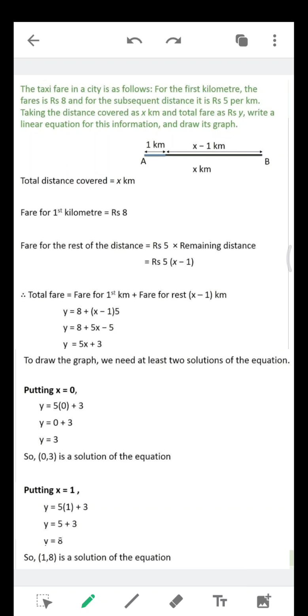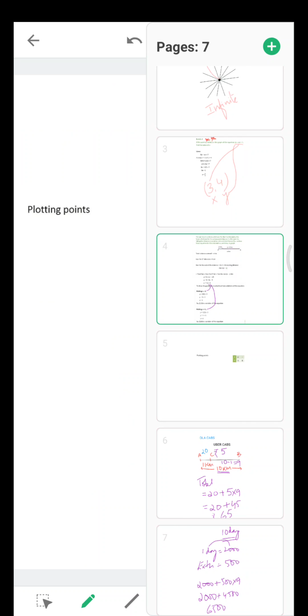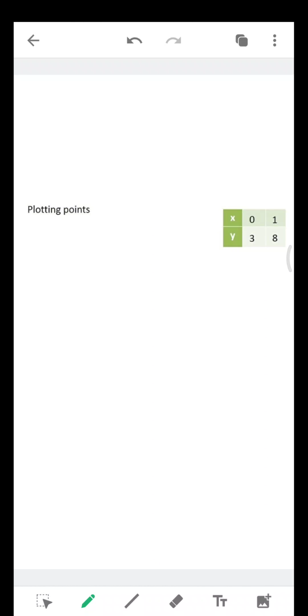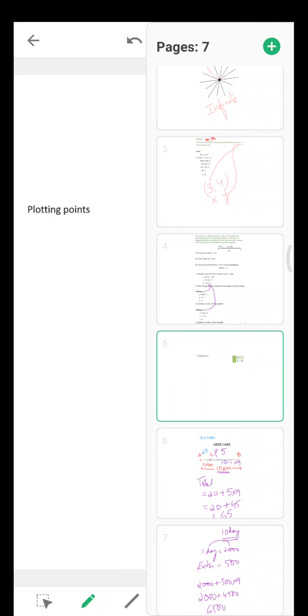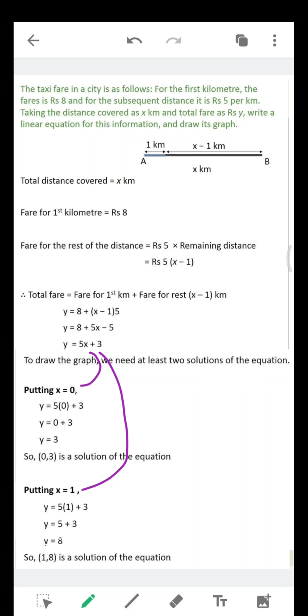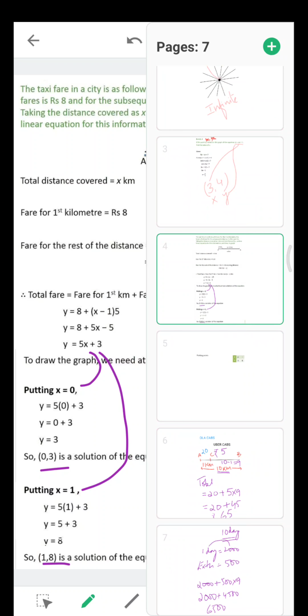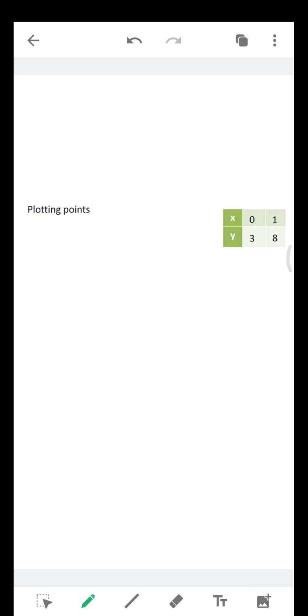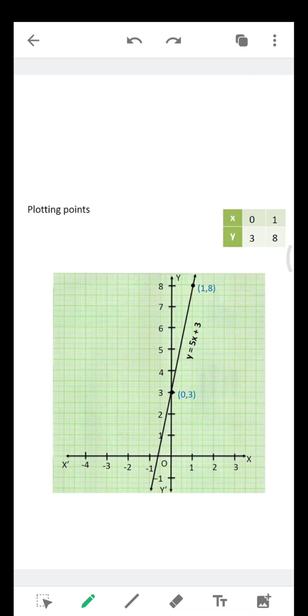Substituting these values, we have got the y values here. Substituting x equals 1, we have got y equals 8. So these two solutions are enough for us to draw the graph. So 0, 3 and 1, 8, the solutions I have taken in tabular form. And using these two solutions, we'll draw the graph.